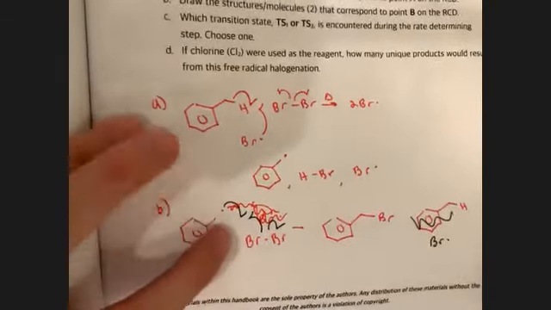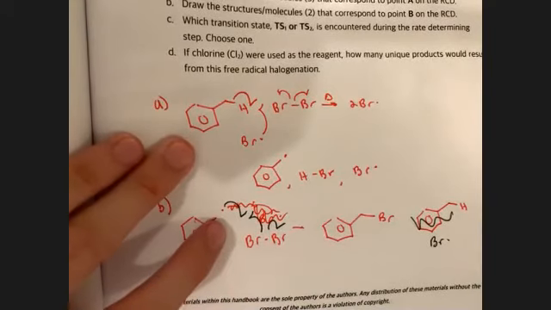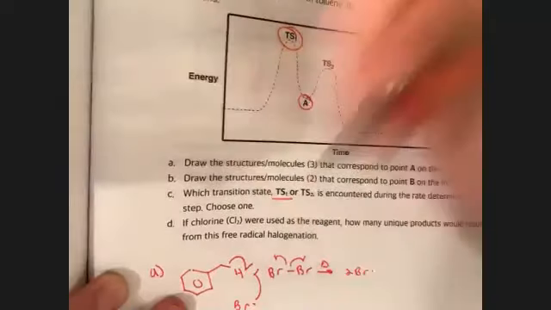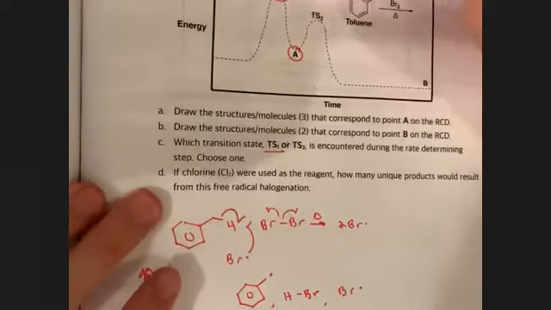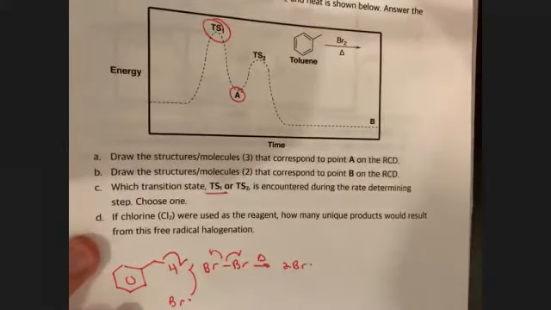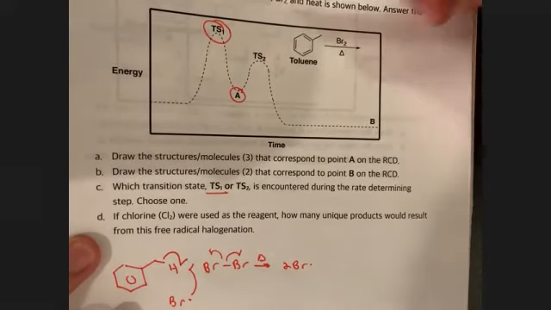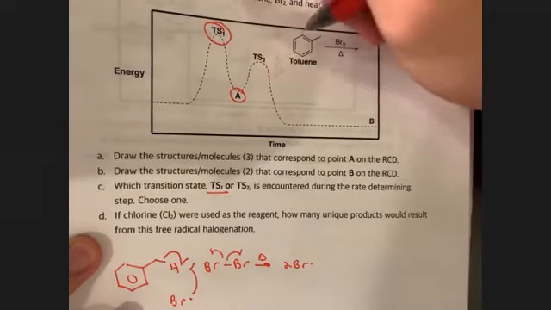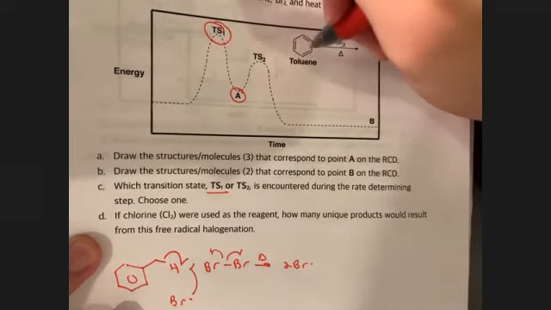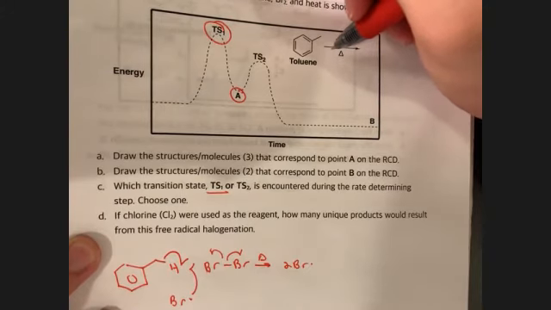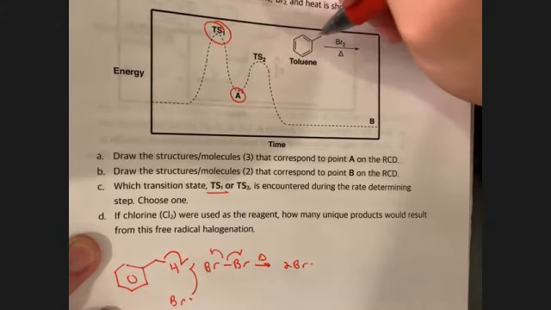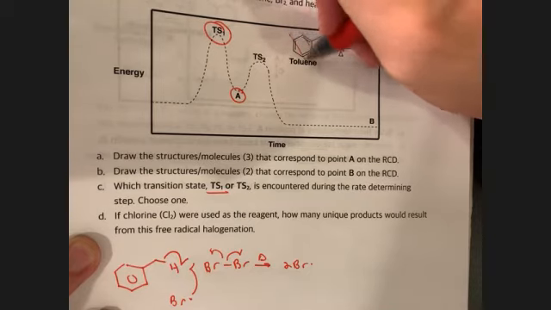Okay, and see which transition state is encountered during the rate determining step. You didn't have to know anything about this, but clearly TS1, because that has the most amount of energy. And then D, if chlorine were used as a reagent, how many unique products would you get? We know it's not going to be regioselective. So we have positions 1, 2, 3, 4, 5, 6. You get 6 products, but how many of them are unique? That's the key. So we have 1, 2, any of those would be equivalent, 3 or 4.